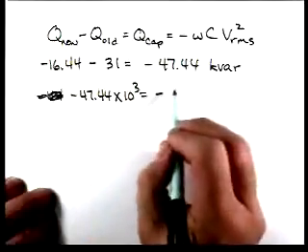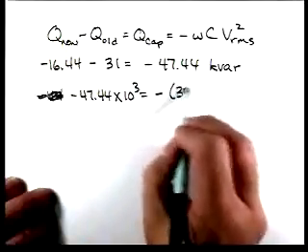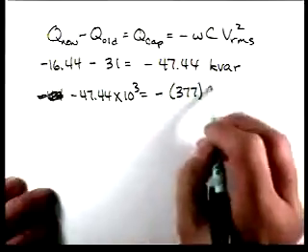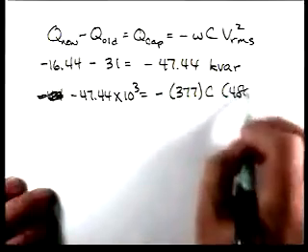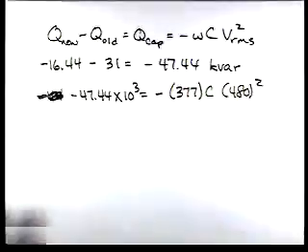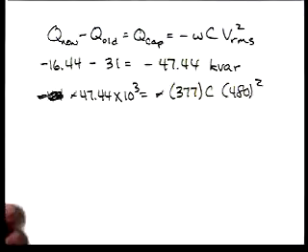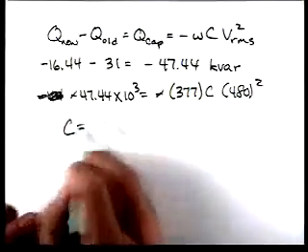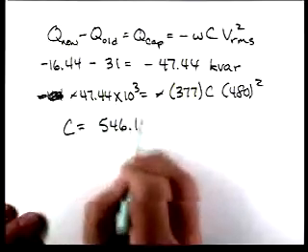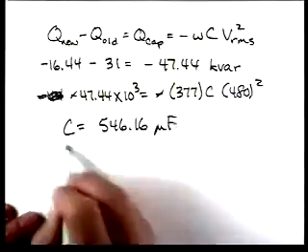Okay, now we have a frequency of 60 hertz. That tells us omega is 377. We're trying to solve for C. So we have 480 squared, and if we notice, the minus signs cancel out. And if we solve for C, we get 546.16 microfarads.